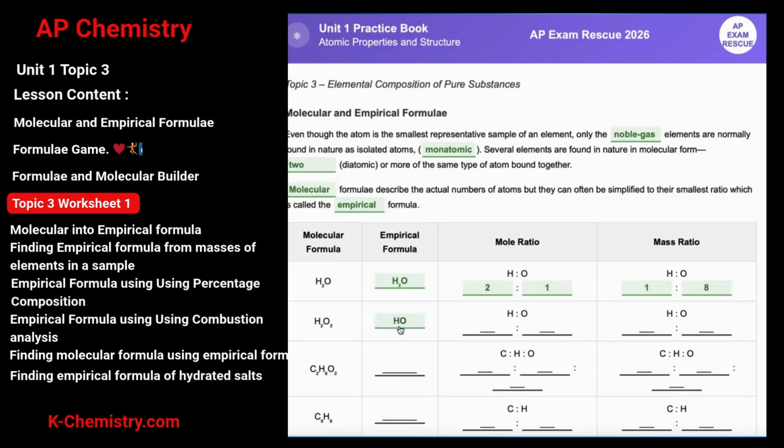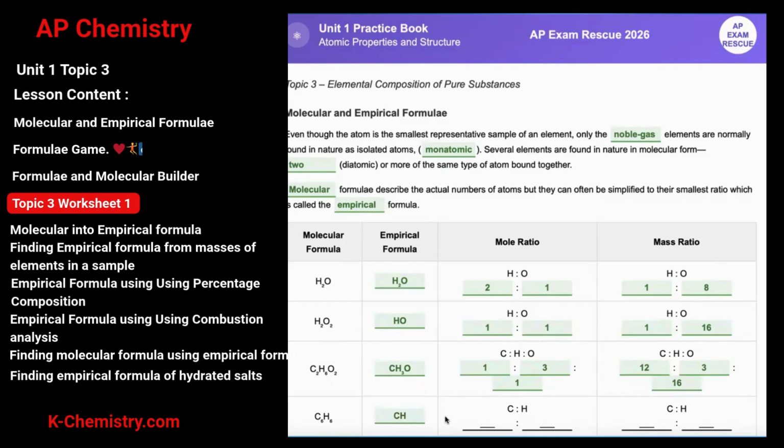The H₂O₂ shows HO as a ratio. The empirical formula is 1:1. Again, the mass ratio is 1:16 this time, not 1:8, because the ratio is 1:1. C2H6O2 is CH₃O. So the ratio is 1 carbon to 3 hydrogens to 1 oxygen. The mass of this one is 12. The mass of this one is 3. Why? Because 3 hydrogen atoms multiplied by 1, and this is 16.